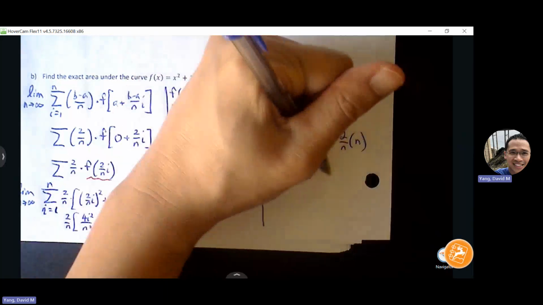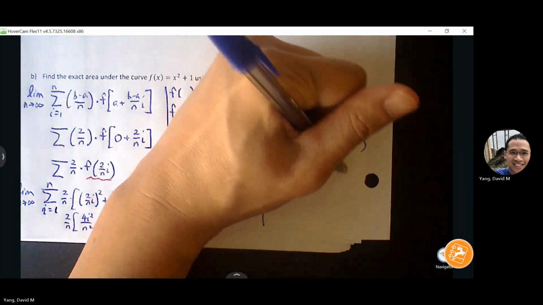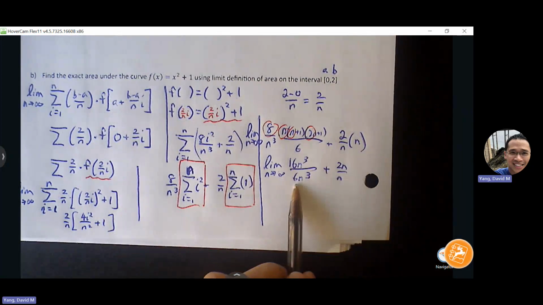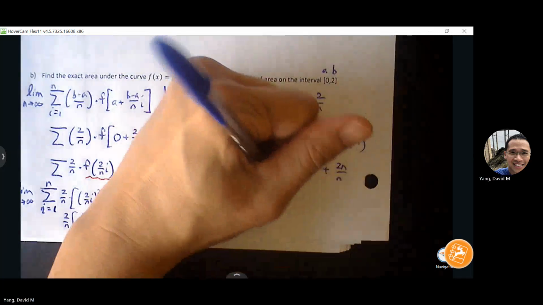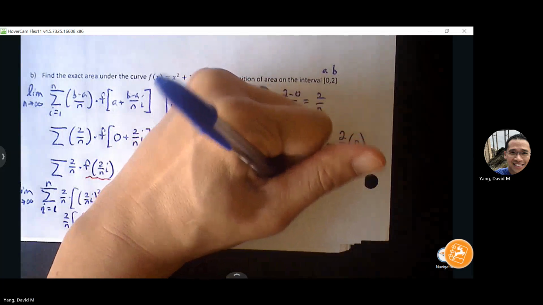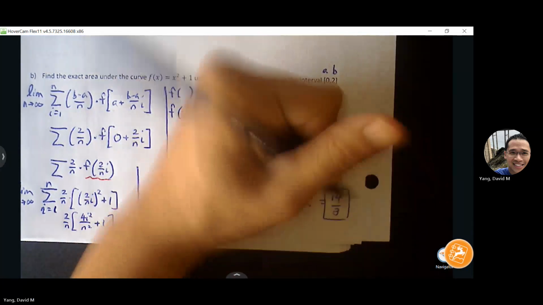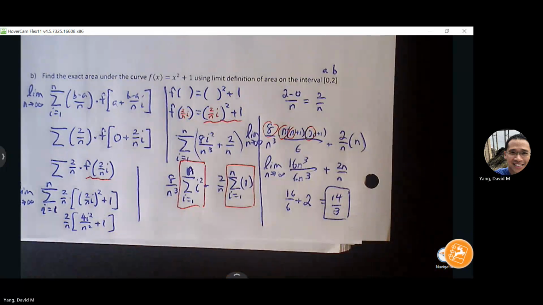I do want to confirm that my degrees are the same, and they are, so I know I can just take the ratio of the coefficients. So 16 over 6 plus 2. Yeah, 14 over 3.